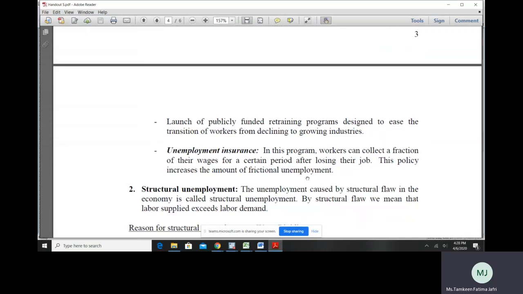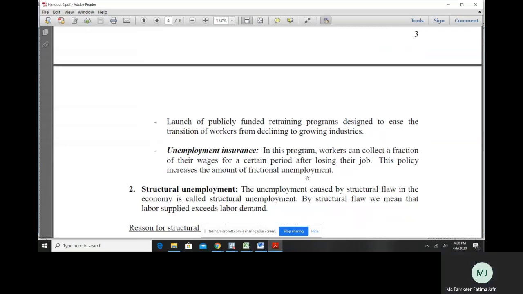So frictional unemployment, अगर मैं sum up करूँ, it's not a very dangerous kind of unemployment. It's just the time that it takes to find the right job. अब जो policies आप बनाएंगे, they should be aimed at decreasing this time which people are taking to find jobs.